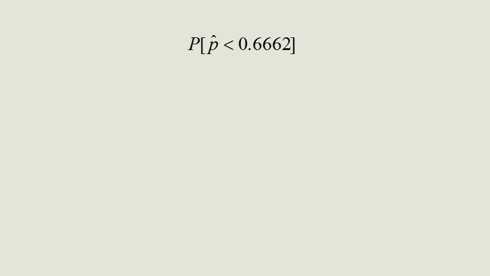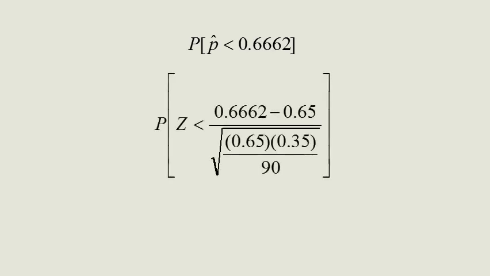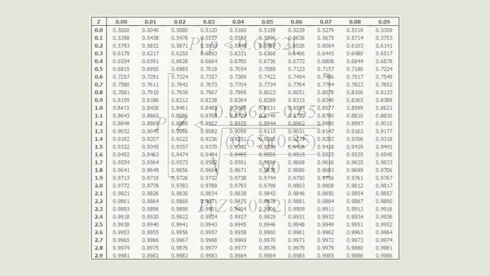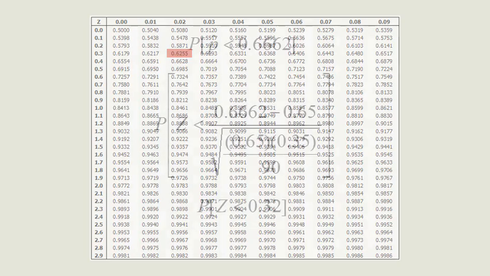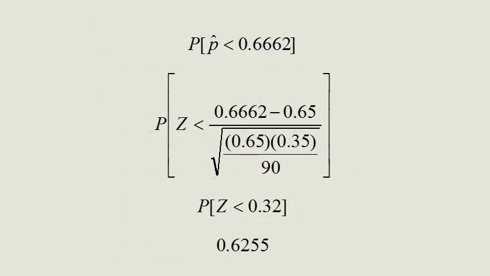Now I create z by subtracting p and dividing by the SD, but just remember that p shows up in the SD as well. We get z less than 0.32, and checking the z table, we see that this probability is equal to 0.6255. So there's a fairly large probability of type 2 error if the population proportion is actually 0.65.